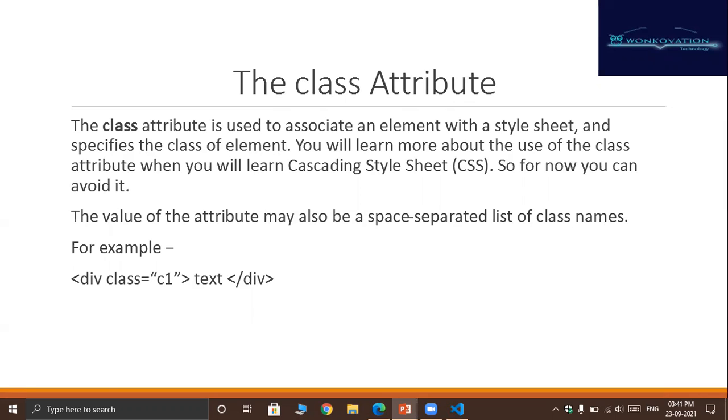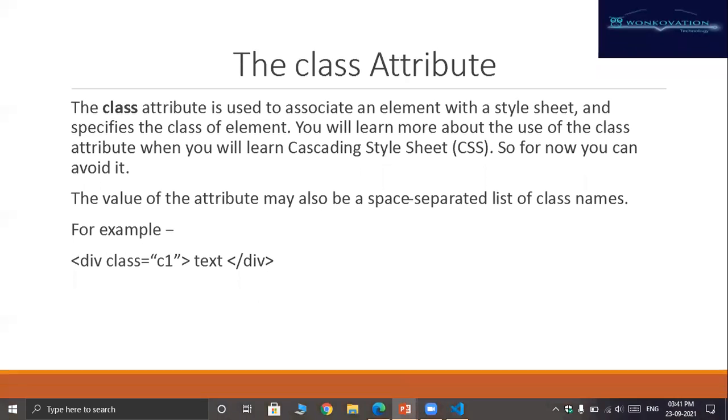Class equals to one is similar to an ID. If we want to give the same property to many elements, say all the content should be centered, the benefit is that we do not have to go to every element and say style equals to text-align center. Now we can say class equals to C1 and give class equals to C1 to every tag, and all the tags will go to the center.